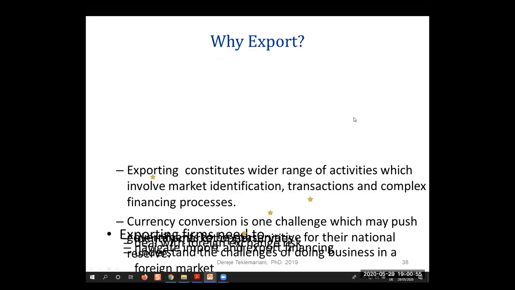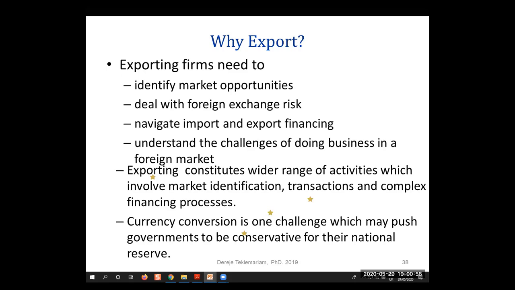So why exports? One is to identify market opportunities. Second, to list the limitations, to meet or resolve the challenges associated with foreign exchange risk, so that by exporting they can generate better foreign exchange or hard currency, and even to navigate import and export financing.